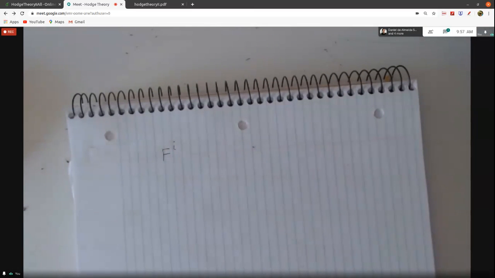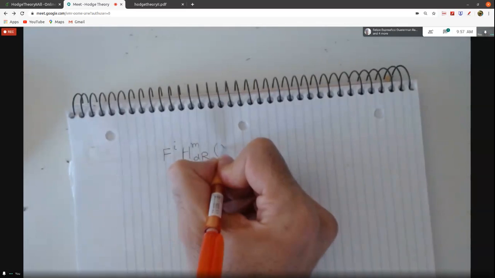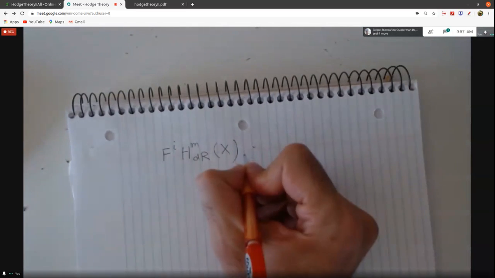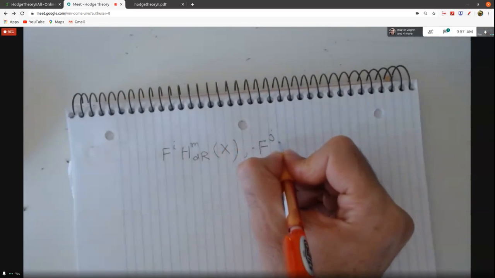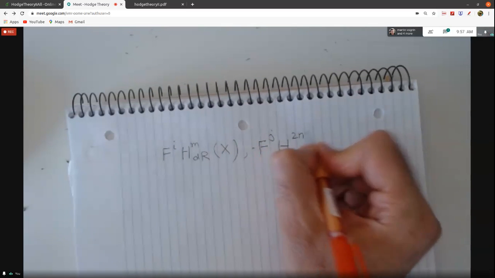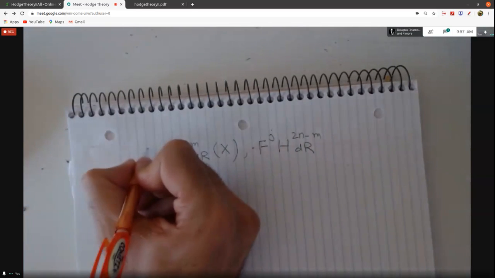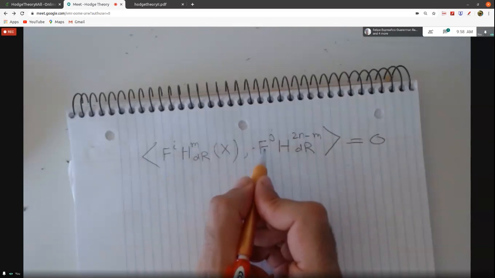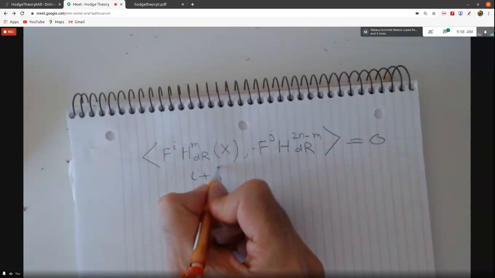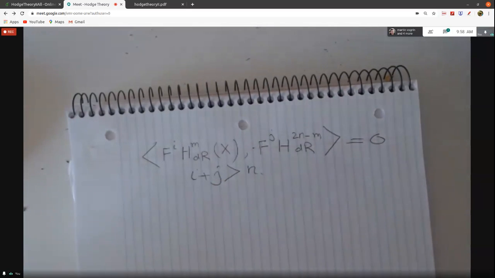The relation of the Hodge filtration on this bilinear map on H^m de Rham of X: if you take the F^i part and the F^j part, I will state it just for one of the linear ones. The pairing of F^i and F^j is 0 for all i plus j bigger than n. And this is a kind of direct consequence of our definitions.